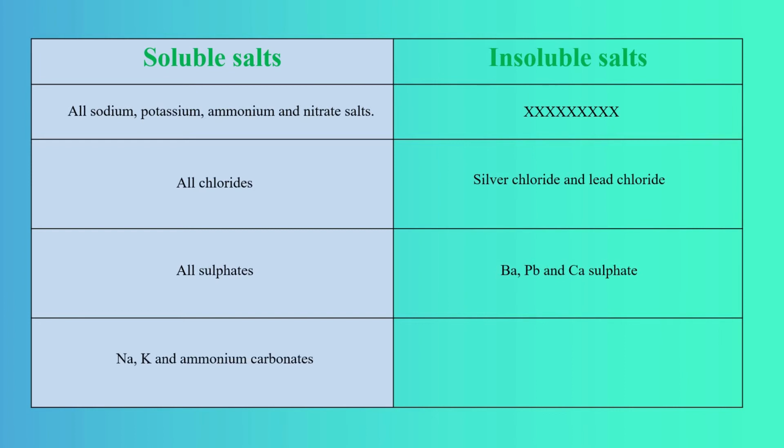Group 1 and ammonium carbonate salts are soluble, and all the rest of the carbonates are insoluble. You have to know this table to find which salt is soluble and which is insoluble.